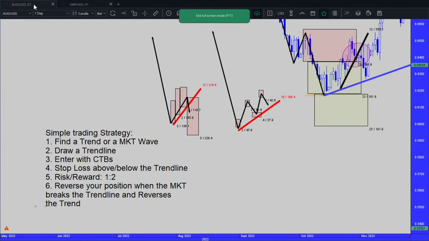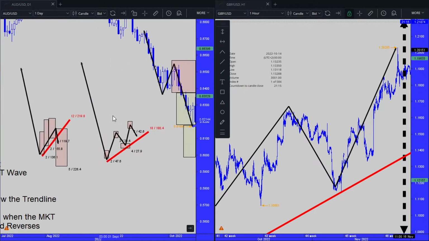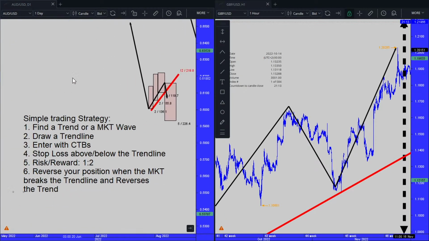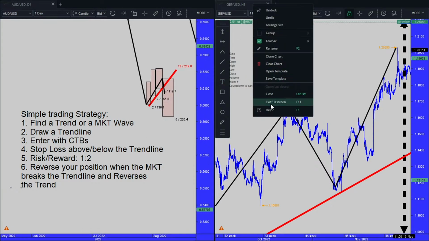So, where is the, there you go. Find a trend or a market wave. We found it, check. Draw a trend line. Red one, check, we drew it. Enter with counter trend line break. Stop loss below the trend line. Risk reward 1 per 2. And reverse your positions when the market reverses the trend.